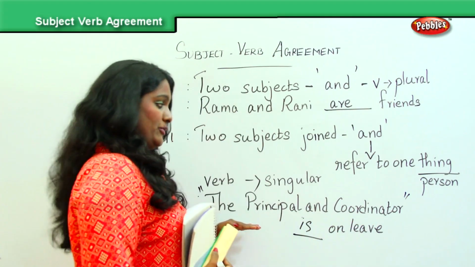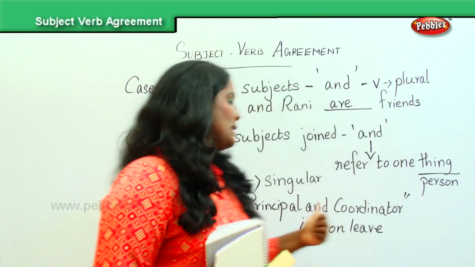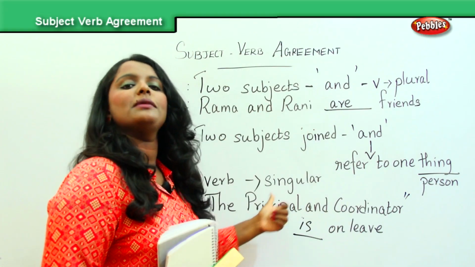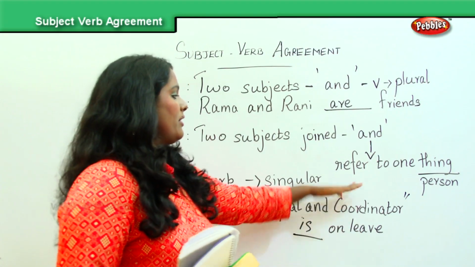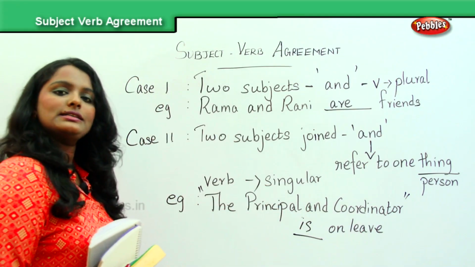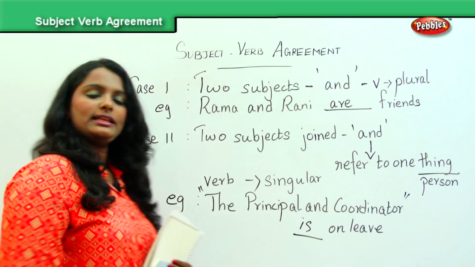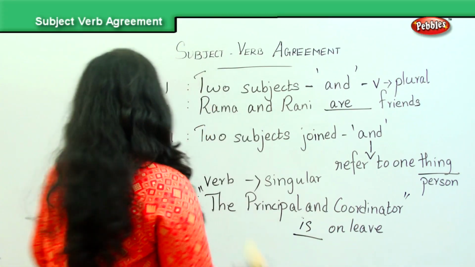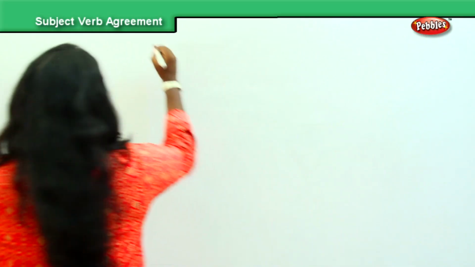I have mentioned the principal and coordinator. So that means in my sentence, the principal also plays the role of a coordinator. Right? So together, they refer to one person. So, my verb is singular, right? So, this is case 1 and case 2. Let's go to the next case. Let's go to case 3.